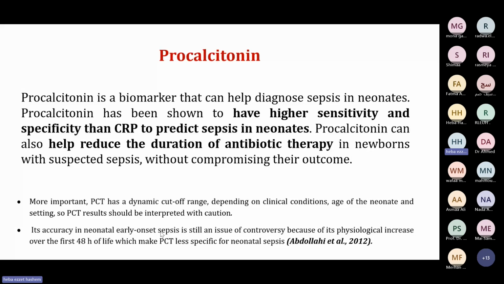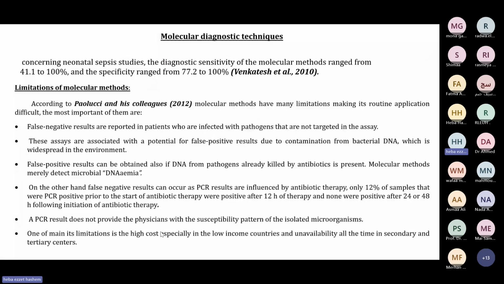What about genomics and the molecular diagnostic techniques? Nowadays, different publications are concerned with molecular diagnosis, including long non-coding RNA and 16S RNA. And I will focus here in my presentation on the limitations of the molecular techniques. There are different limitations of the molecular techniques for the diagnosis of neonatal sepsis, including false positive results, especially because molecular techniques detect DNA rather than the pathogen itself. It can be falsely positive in a patient who already has a pathogen killed by antibiotics.